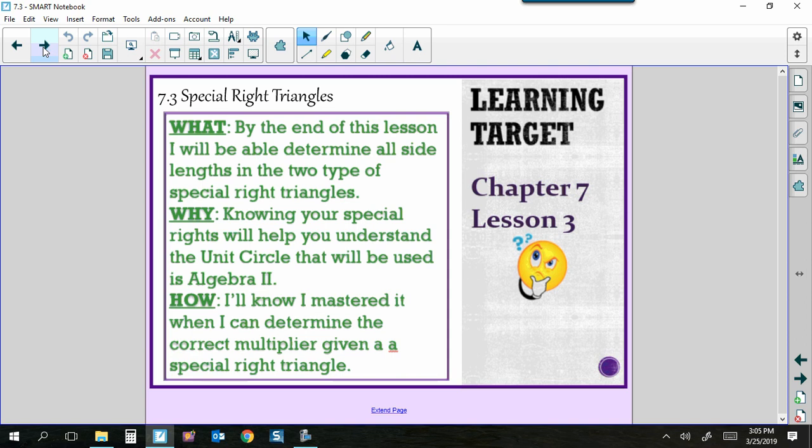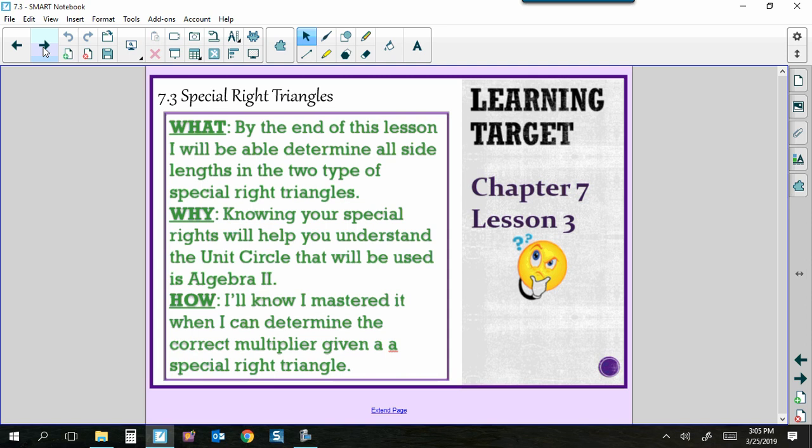Well, by the end of the lesson, you will be able to determine all side lengths in two types of special right triangles. Basically, we have these two triangles that if you understand them and you understand the ratios that represent them, you have a lot less math to do.